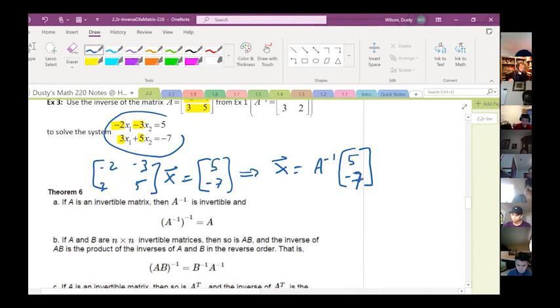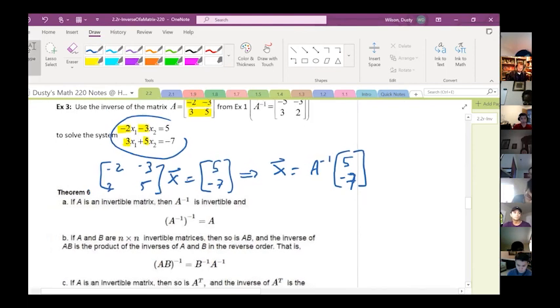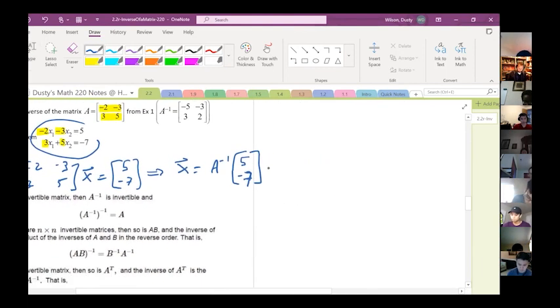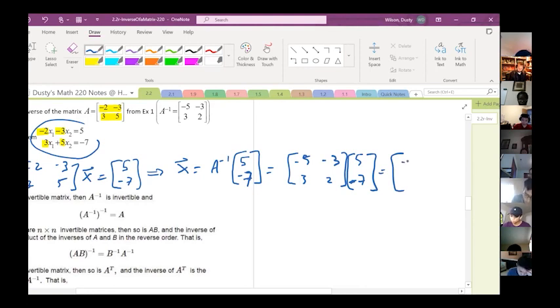And I think we already found this inverse earlier. This is the same example. Oh, I think I list it here. So this would be [[5, 3], [-3, -2]] times [5, -7]. Minus 25 plus 21 is minus 4. Fifteen minus 14 is 1.